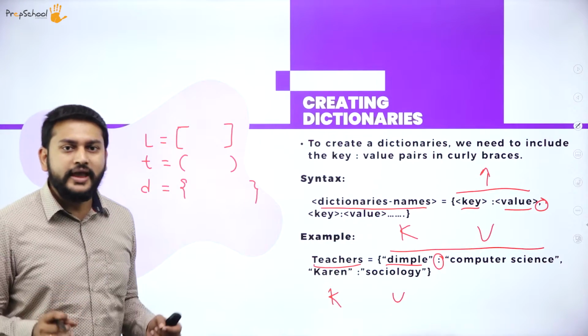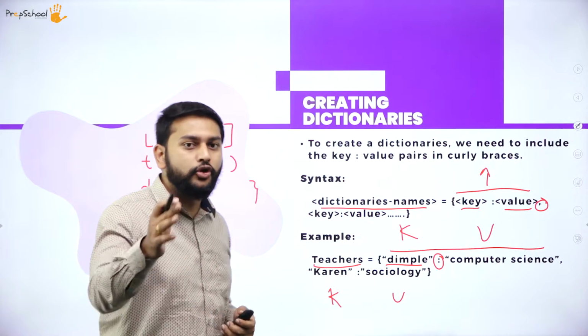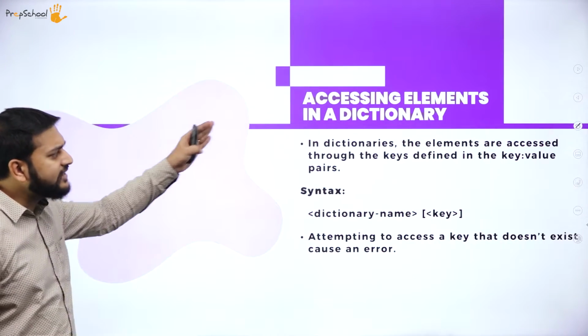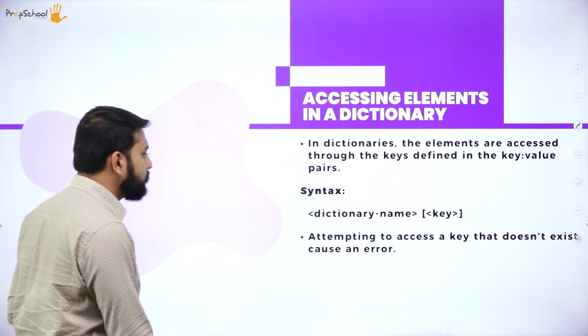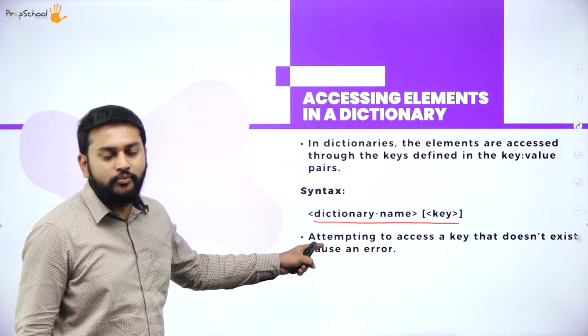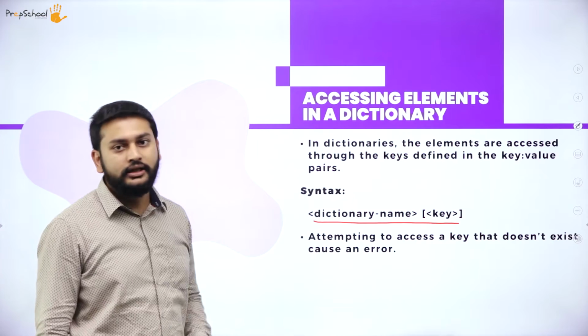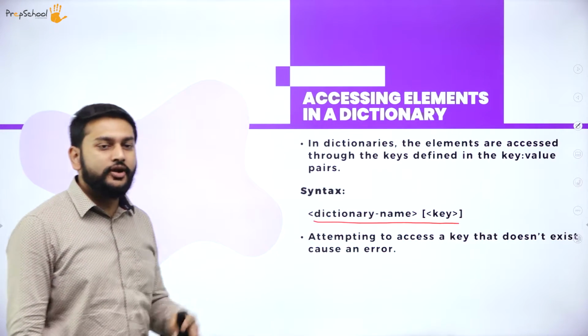So I hope you got the basic knowledge of how you create the dictionary. Moving on to the next one. Accessing an element in a dictionary. So how do we access it? Please look at the syntax that I have. Dictionary name with the key. How do you access it? Dictionary name with the key. Let's check what I have.